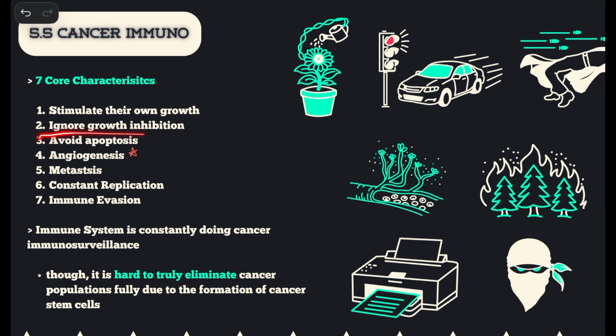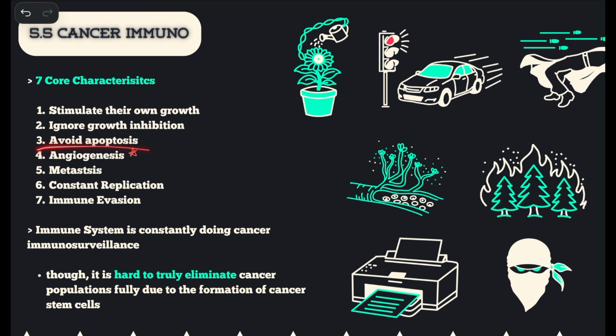Ignoring growth inhibition. It doesn't know that being big and pressing on the physiology of the surrounding area is a bad thing. So it runs the red light. It says, I'm good. I have these self-stimulatory signals to keep me alive. I'm going to ignore any inhibition.